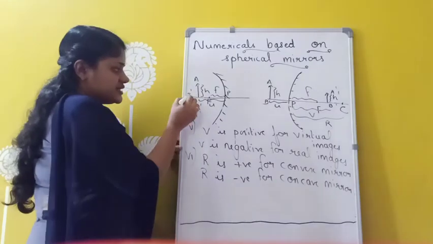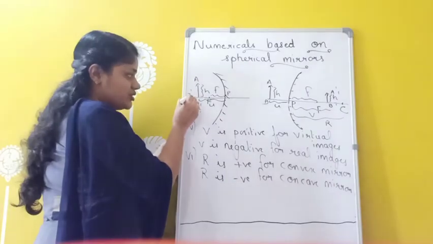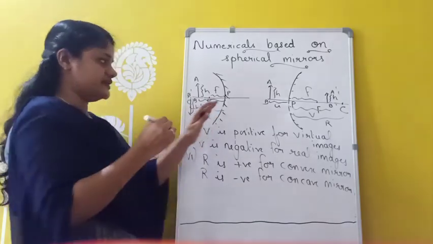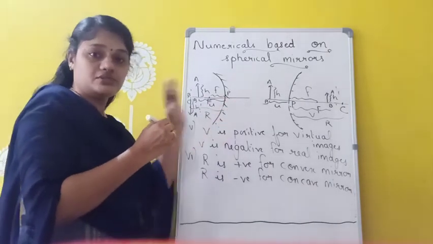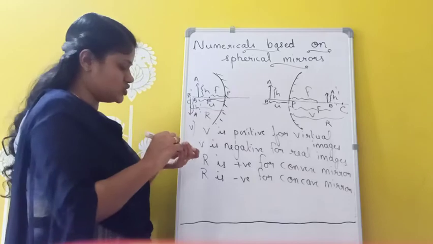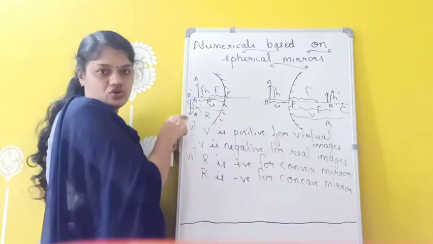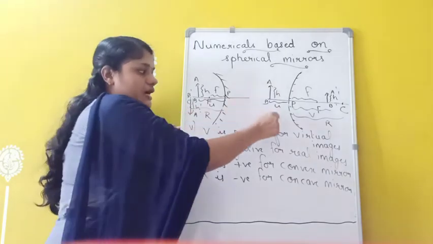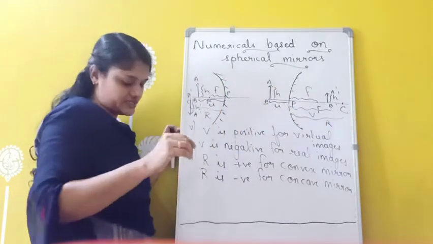See here, radius of curvature. The center of curvature is coming only on the left hand side here. So this much is radius of curvature. That means we are getting the distance to the left hand side of the pole. So R is taken as negative in the case of concave mirror. So radius of curvature is negative in the case of concave mirror and positive in the case of convex mirror.